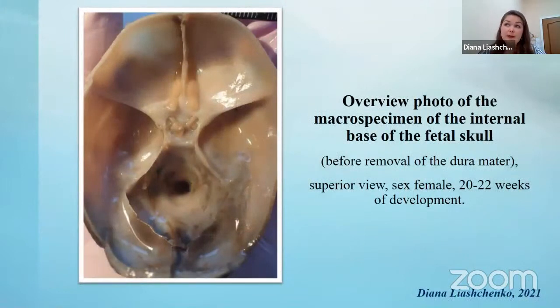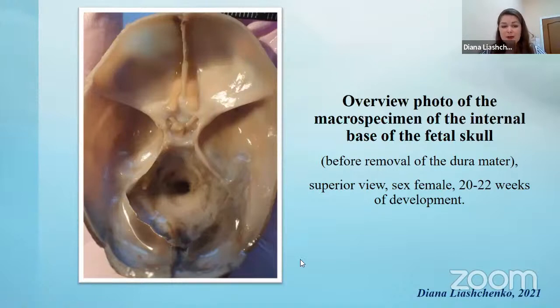Our results. I want to start with the base of the skull, then I will tell about the brain, the hindbrain. It is necessary to have two steps in this study: firstly, before removing the dura mater, and then after removing the dura mater, because there can be a large difference between sizes and the ability to visualize different structures of the internal base of the skull with dura mater and without. Before your eyes in this slide is the internal base of the skull, superior view, with dura mater, before removing.